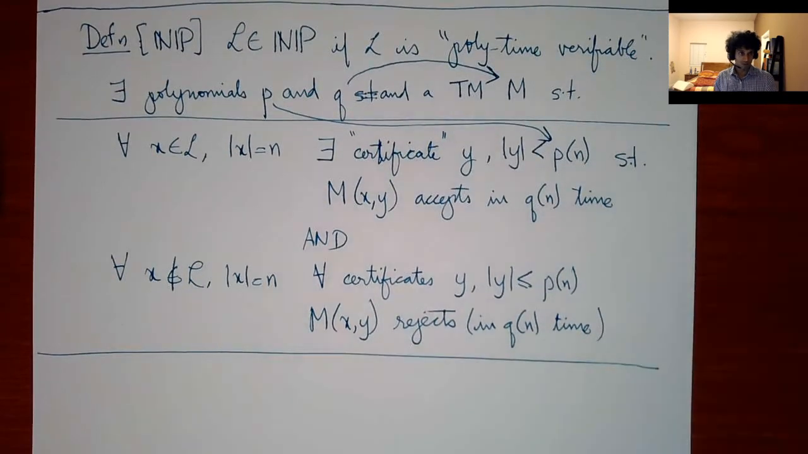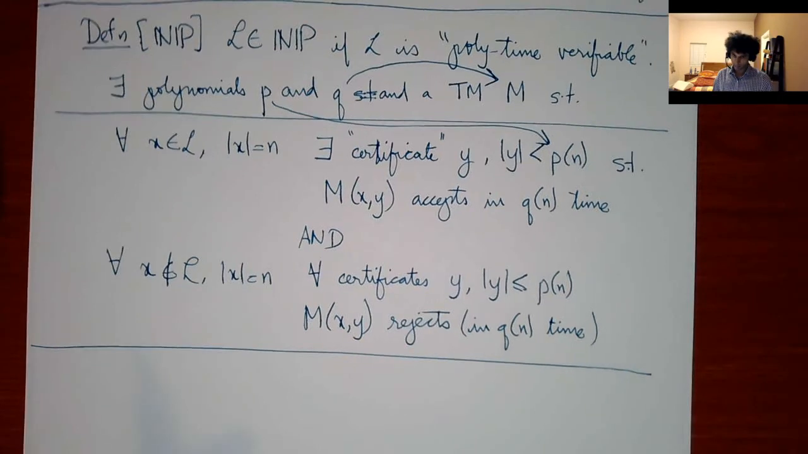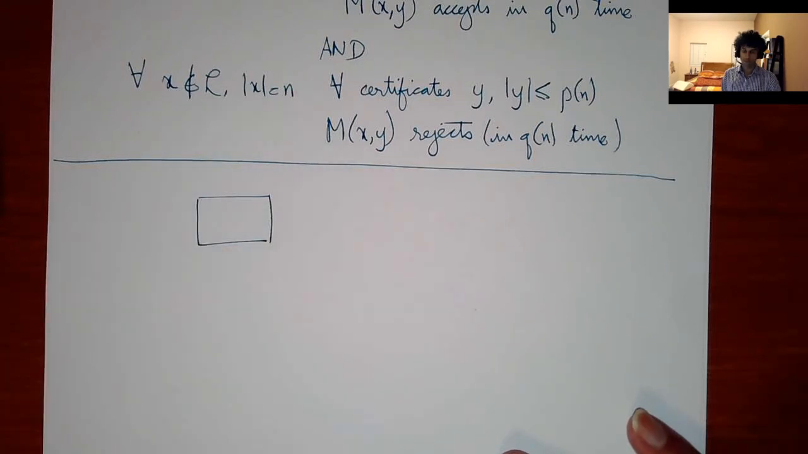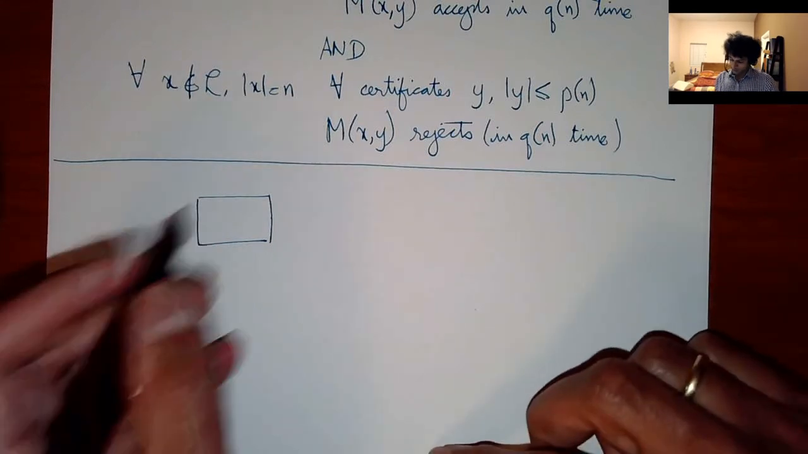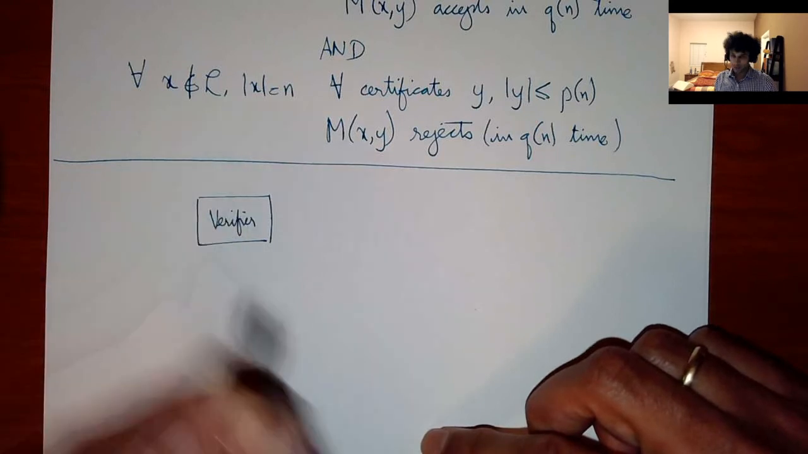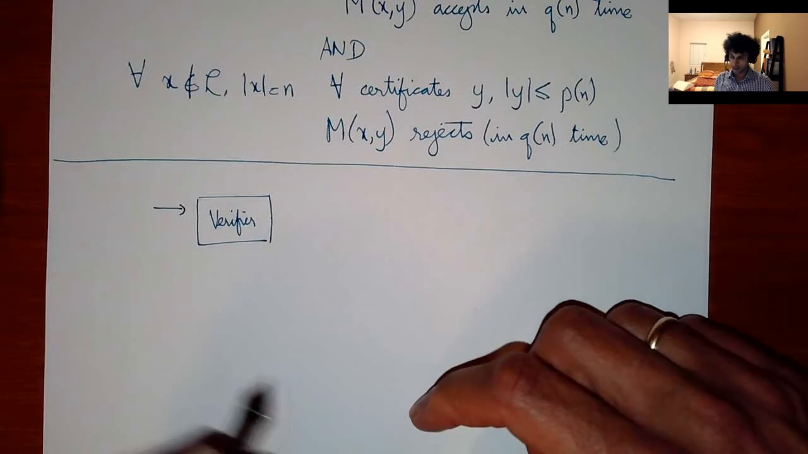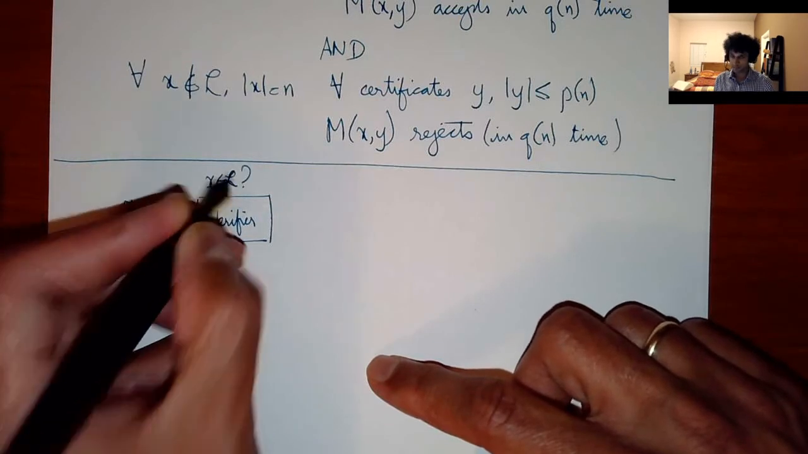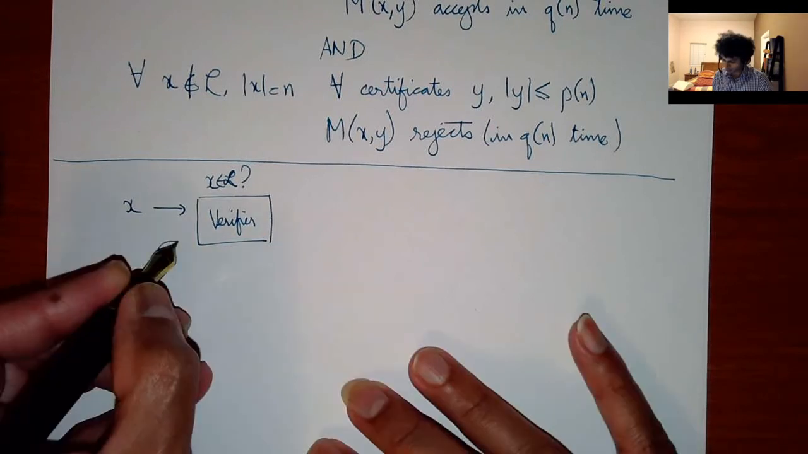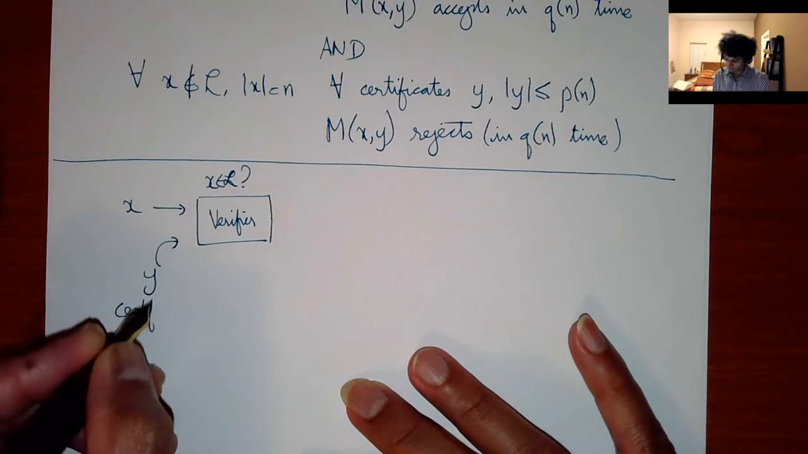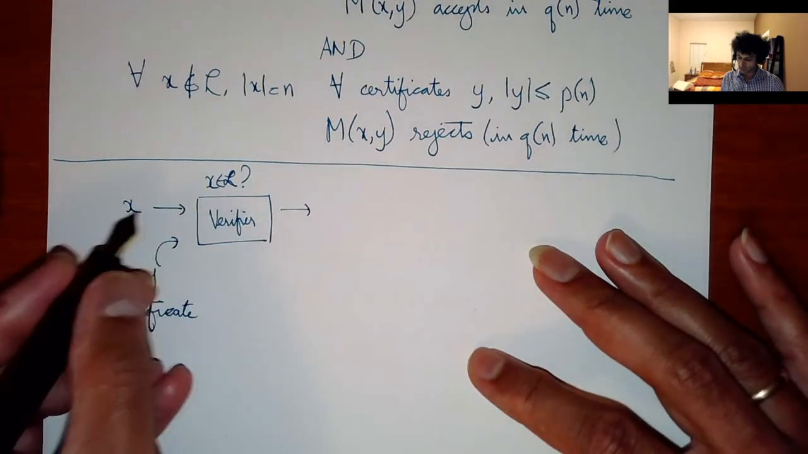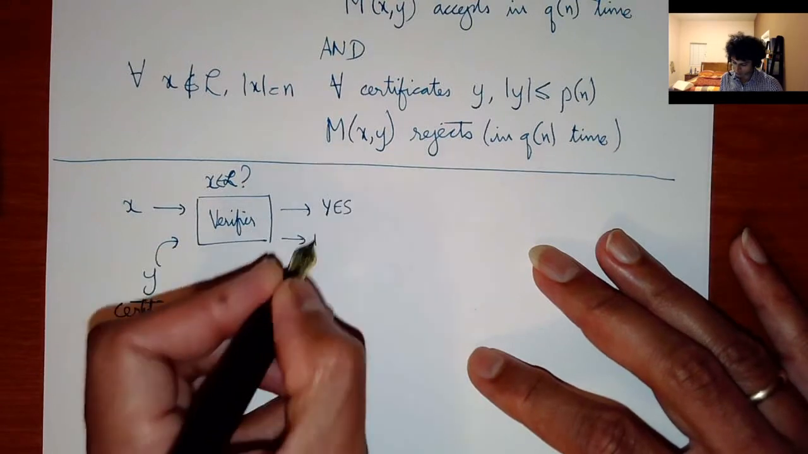So I want to give a different picture. This is also referred to as a prover-verifier system. So let's say here is this entity which needs to verify. Let's just call this the verifier. The verifier is given x, and wants to know, is x in L? Now the verifier is unable to do it, so it's going to get some help. It's going to get something called a certificate, and then based on both the input and the certificate, it's either going to say yes or it's going to say no.